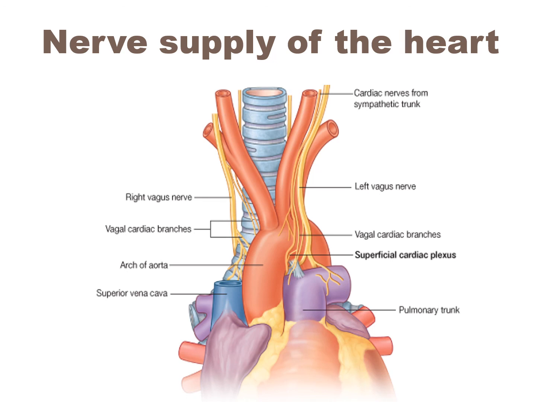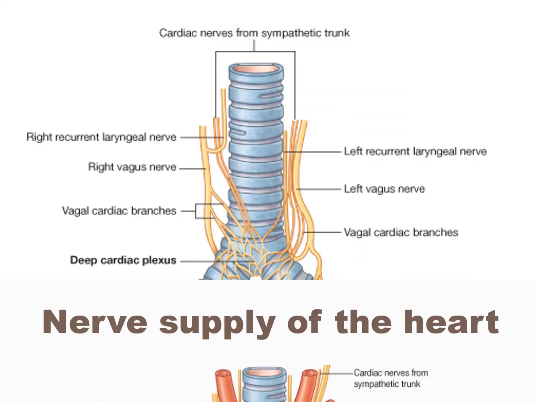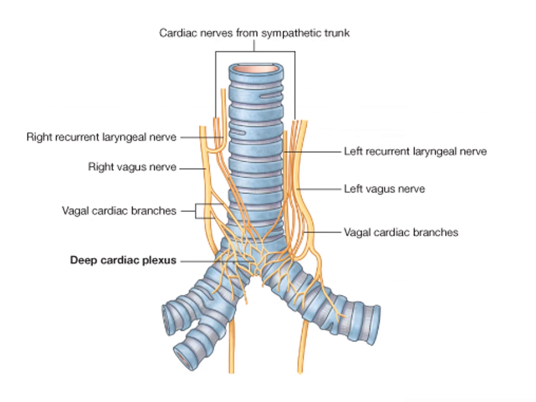So the right coronary plexus is formed partially by the superficial and partly by the right half of the deep cardiac plexus. The left coronary plexus is formed by the right and left halves of the deep cardiac plexus. So that is its nerve supply. In this diagram, you can see the deep cardiac plexus, which gives off its branches.